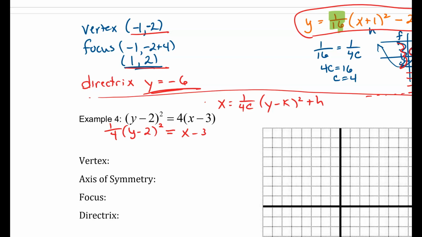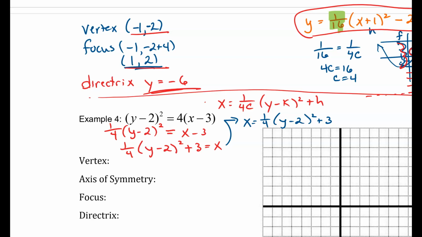Well, I need to get x by itself if I'm doing this form. So we now have 1/4 times the quantity y minus 2 squared plus 3 is equal to x. So if you want to put the x on the other side so it makes a little more sense, please switch it. So we get x is equal to 1/4 the quantity y minus 2 squared plus 3. I just did what's called the symmetric property and just switched sides of our equation.